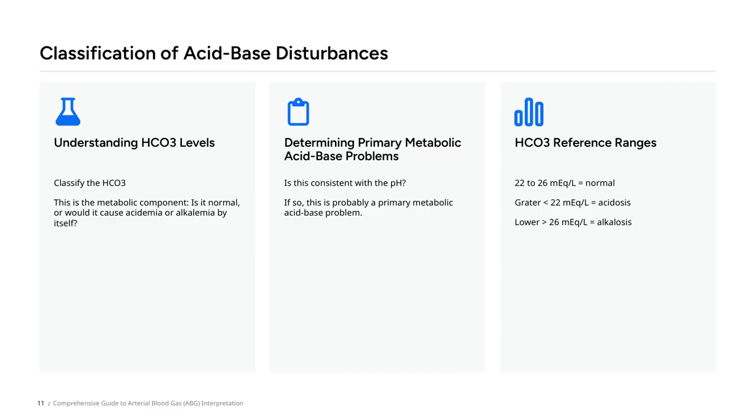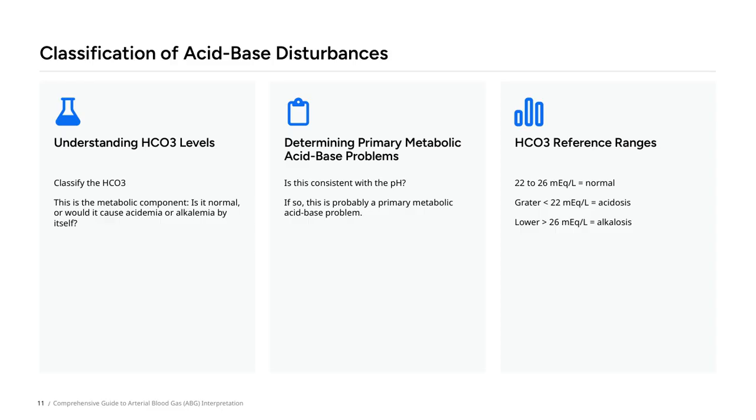Conversely, if it's less than 22, that indicates acidosis, which means the blood is too acidic. Now, an important question to ask when analyzing ABG results is, does the HCO3 level match what we're seeing with the pH? If yes, then we're likely dealing with a primary metabolic acid-base problem. That means the metabolic component is primarily responsible for the disturbance, rather than respiratory factors.